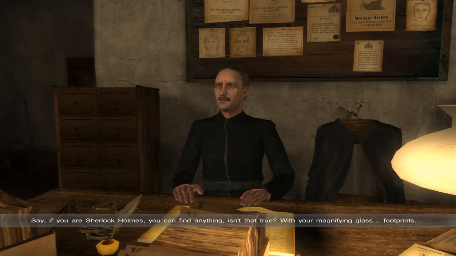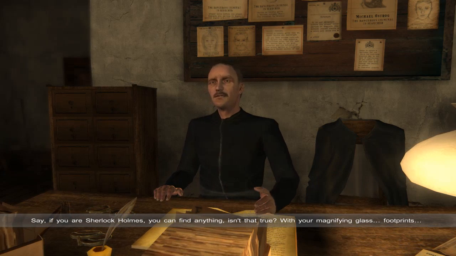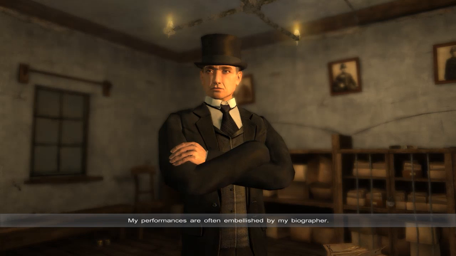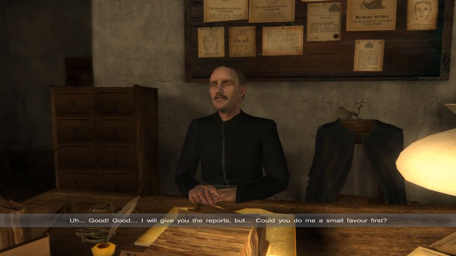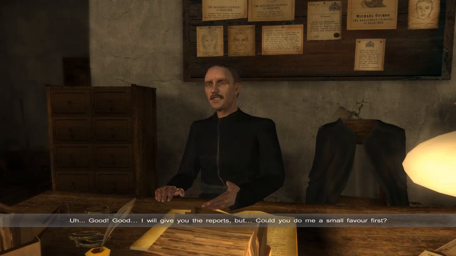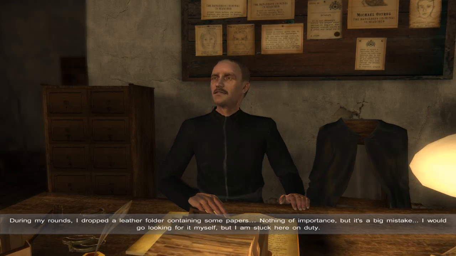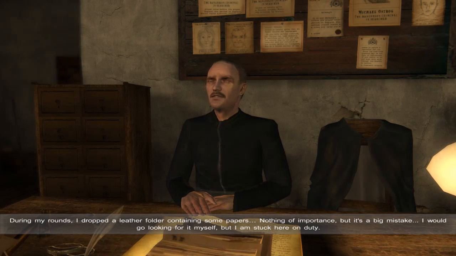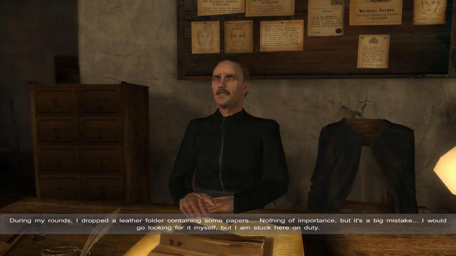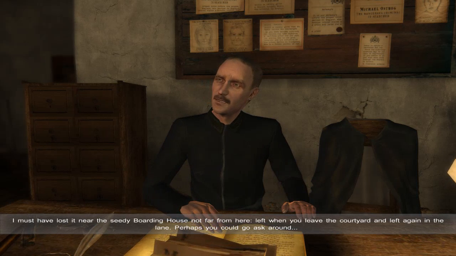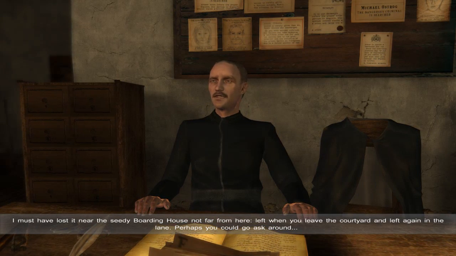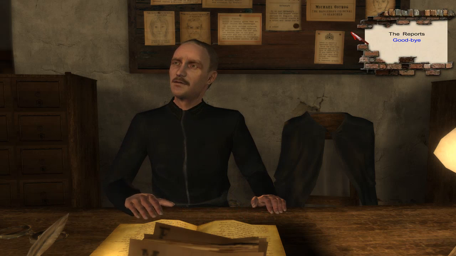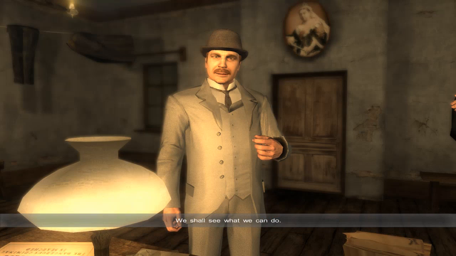Say, if you are Sherlock Holmes, you can find anything, isn't that true? With your magnifying glass, footprints? My performances are often embellished by my biographer. Oh, good, good. I will give you the reports, but could you do me a small favour first? During my rounds, I dropped a leather folder containing some papers. Nothing of importance, but it's a big mistake. I would go looking for it myself, but I am stuck here on duty. I must have lost it near the seedy boarding house not far from here. Left when you leave the courtyard and left again in the lane. Perhaps you could go ask around. Right, bye. We shall see what we can do.